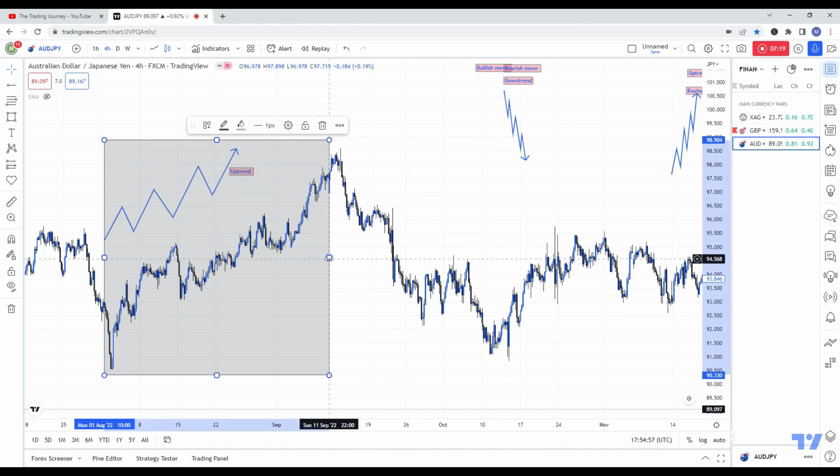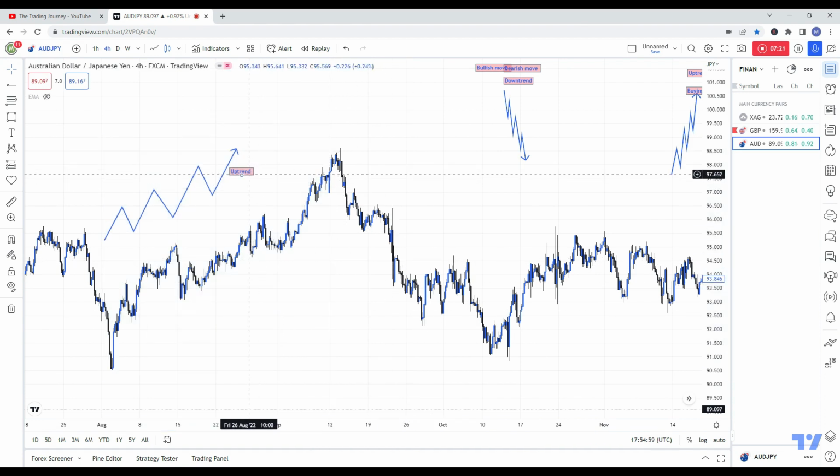Let me delete this one. So uptrend, as I said, the market is going up, pulling back down, going up, pulling back down, going up, pulling back down, and going up. That's an uptrend. Therefore, the market is buying. It's going up.